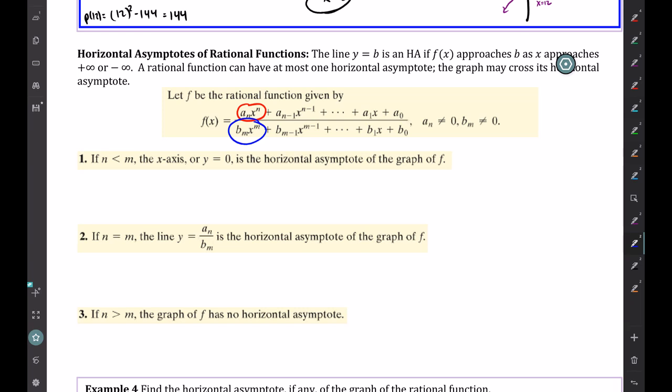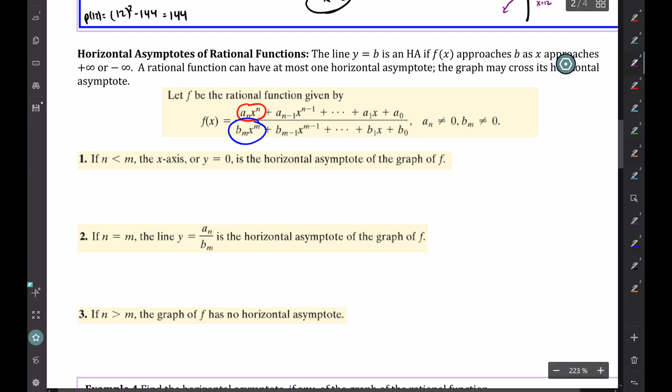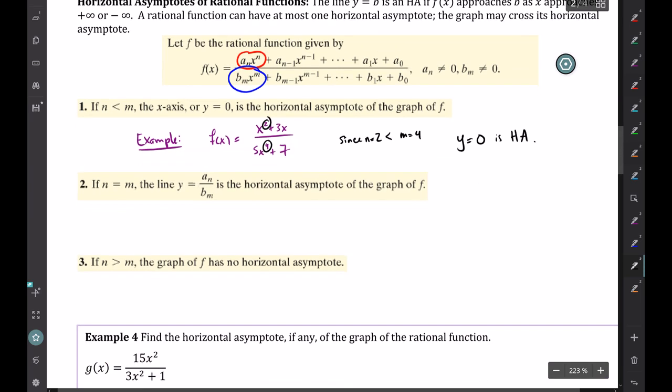So if the exponent n is less than the exponent m, then the x-axis, or y equals 0, is the horizontal asymptote. An example where this might happen is if you had f of x is x squared plus 3x, and q of x was, I don't know, 5x to the 4th plus 7. Since n equals 2 is less than m equals 4, since the top exponent is smaller than the bottom exponent, you get that y equals 0 is your horizontal asymptote. Whenever that happens, it's always just y equals 0.